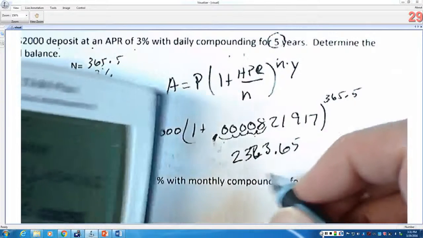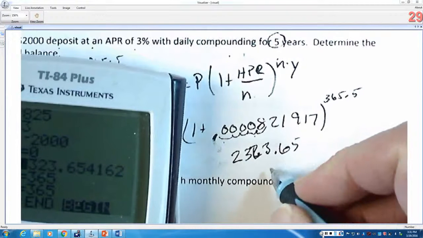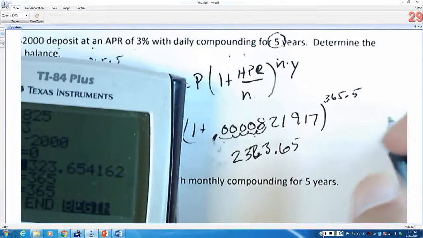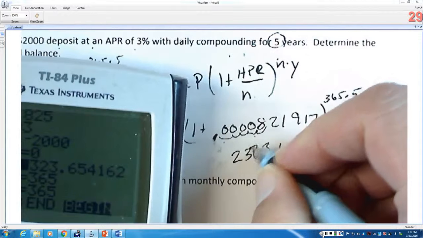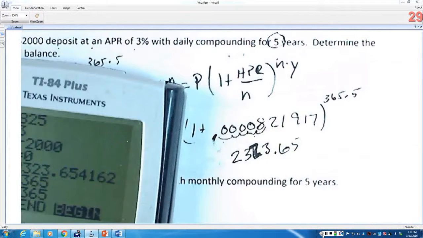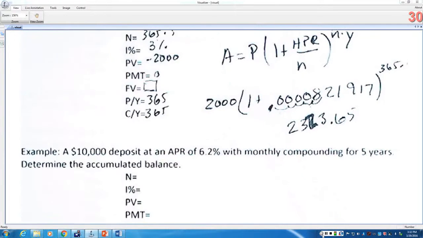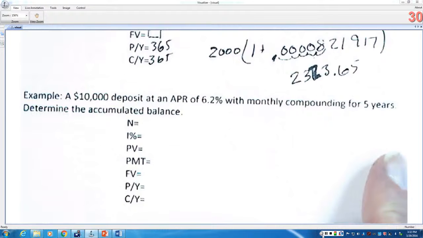This is where we were, $2,323. Yeah, that was a 2. I messed up there. $2,323.65, which is what you have right there. So any questions on that? Pretty much you could do all of this on the TVM solver. So let's try this one right here.